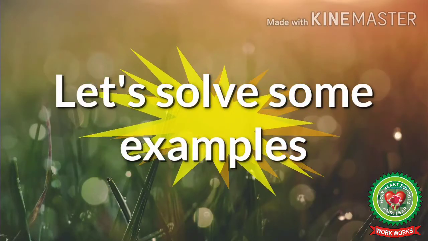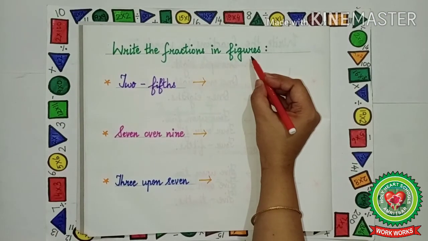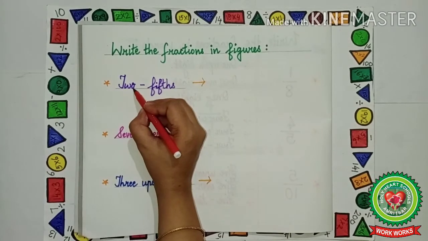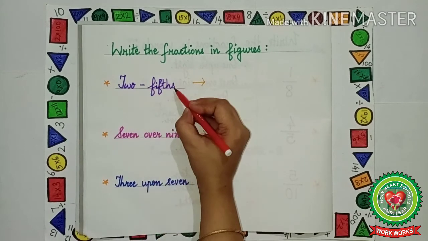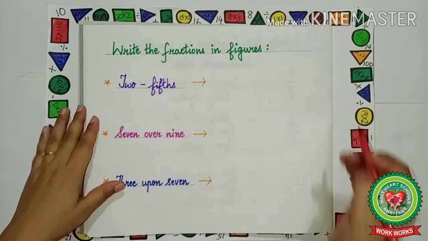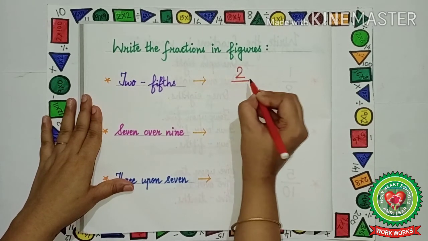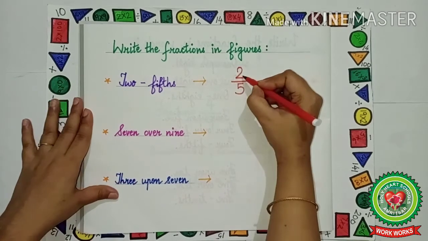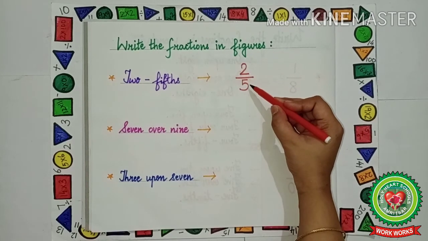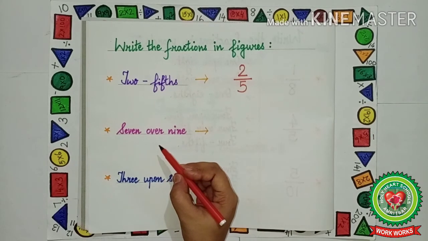Let's solve some more examples. Write the fractions in figures. First one is 2 fifths. So, 2 will be the numerator and 5ths will be the denominator. So, how we will write it? We will write it in this way. 2, then the line and then 5. 2/5. We can also read it as 2 over 5 or 2 upon 5.